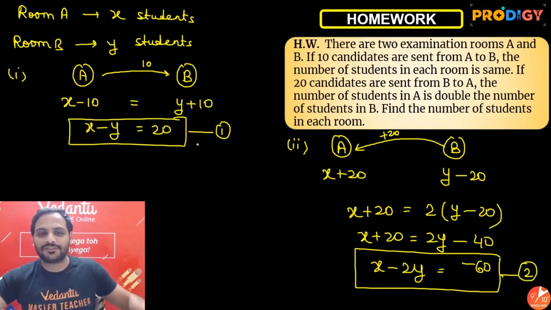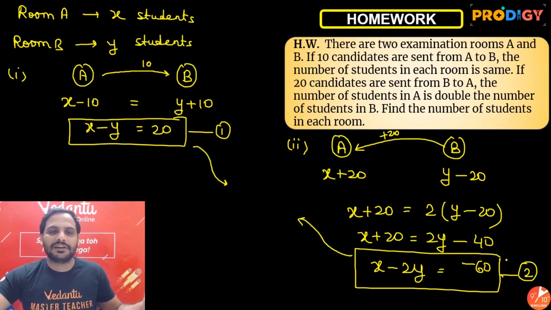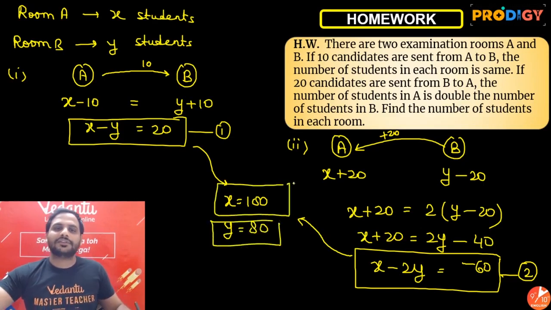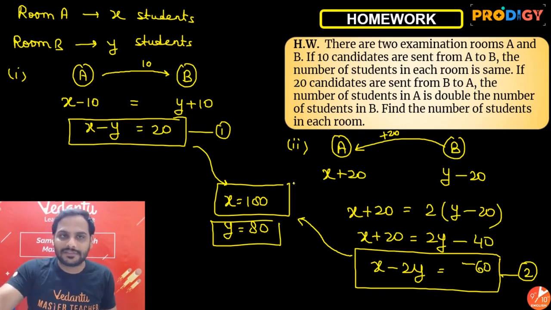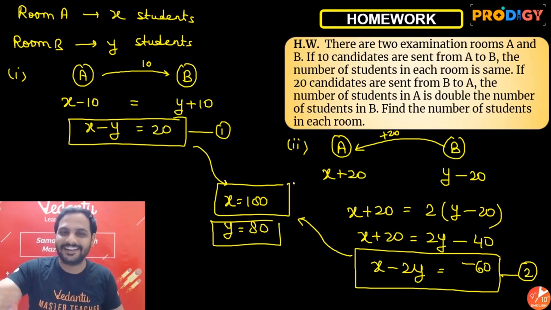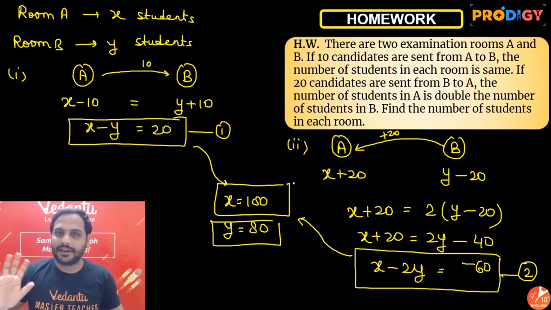If you solve these 2 equations, beta, either by the elimination method or the cross multiplication method, whatever it is, you will get the value of X as 100 and Y as 80. This will be your solution. So the number of students in room A is 100, and the number of students in room B is 80. Simple question, very easy.